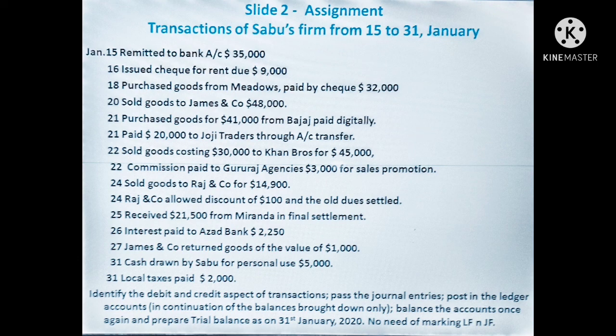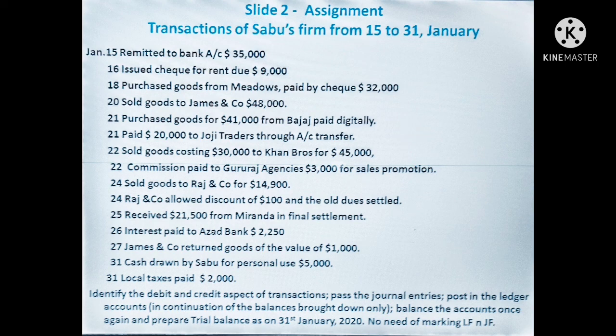$35,000. January 16, issued check for rent due $9,000. Bank is giver and rent due is an expenditure which is going to be settled. So, rent due account debtor to bank account. January 18, purchase goods from Meadows paid by check. Bank account is the giver and there is purchase of goods to be debited. So, purchase account debtor to bank account, $32,000.